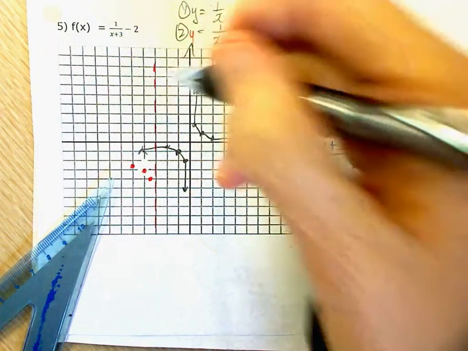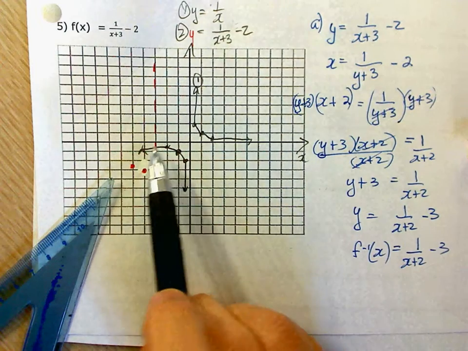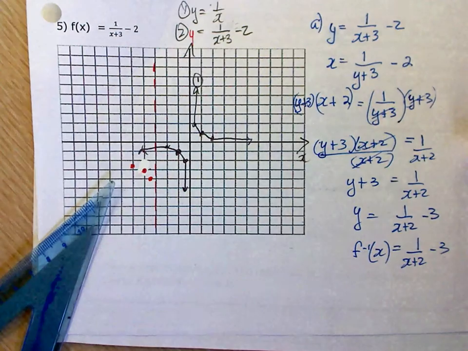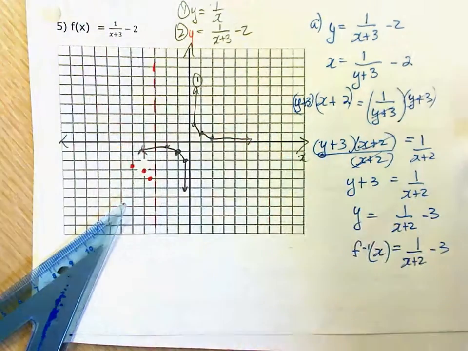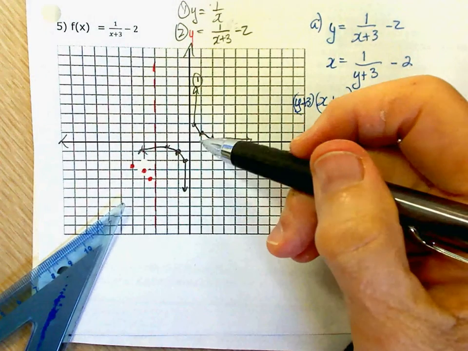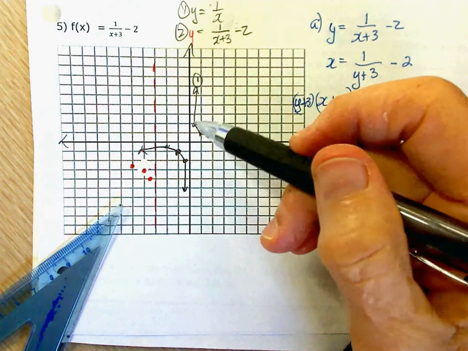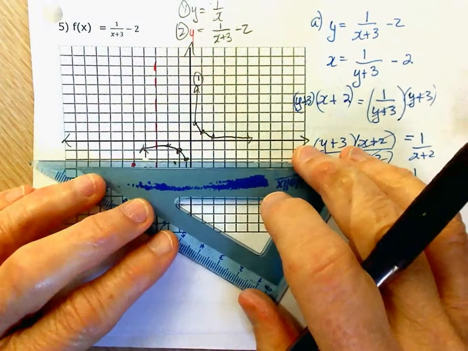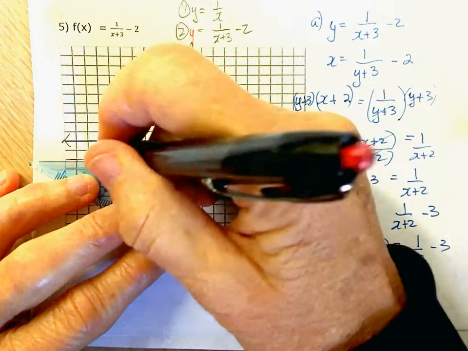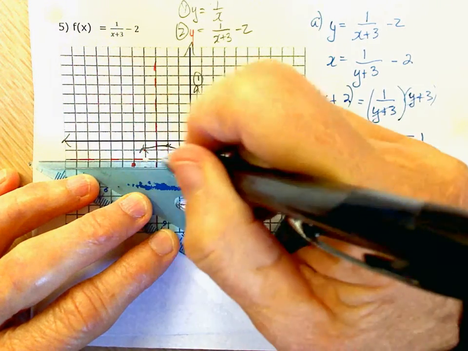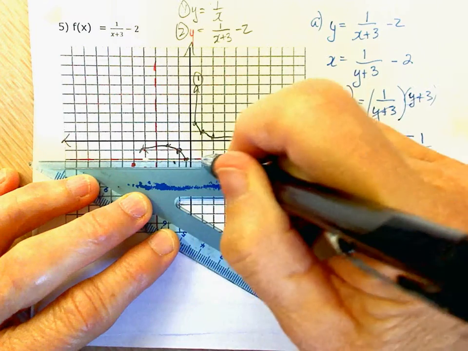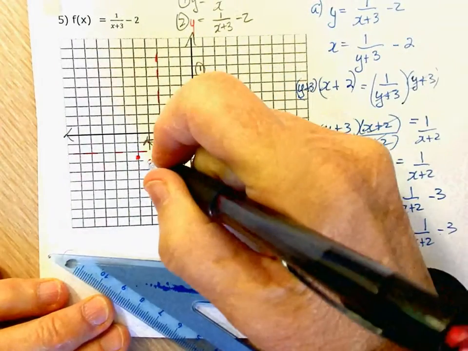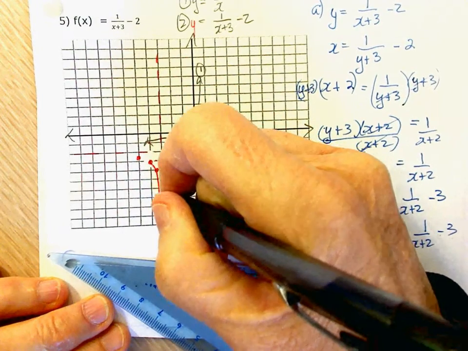Now, the asymptote on y equals 1 over x is y equals 0. Our new asymptote is y equals negative 2. So we're going to have a horizontal asymptote of y cannot be negative 2. Okay, so the lower branch on y equals 1 over x plus 3 minus 2 is here.